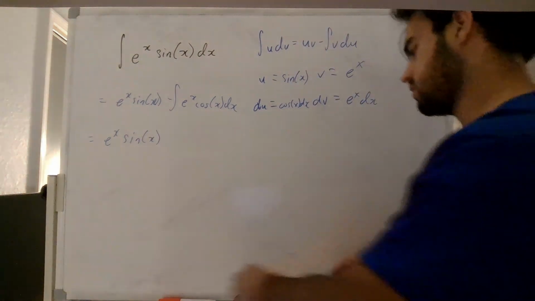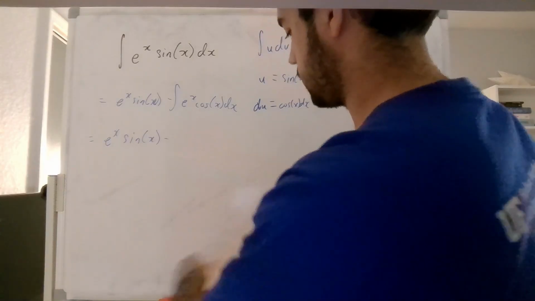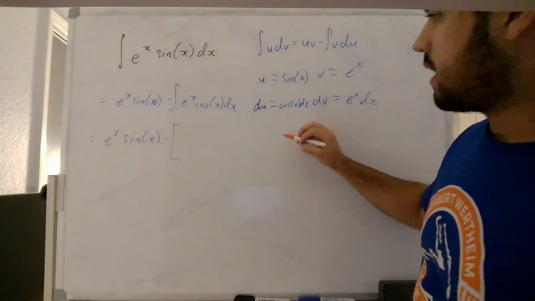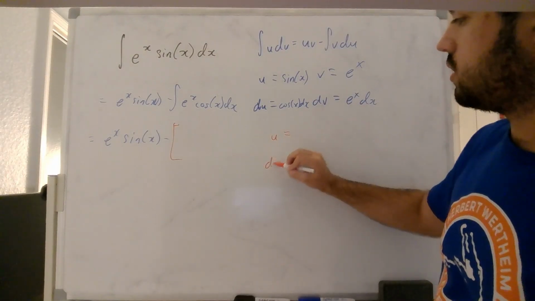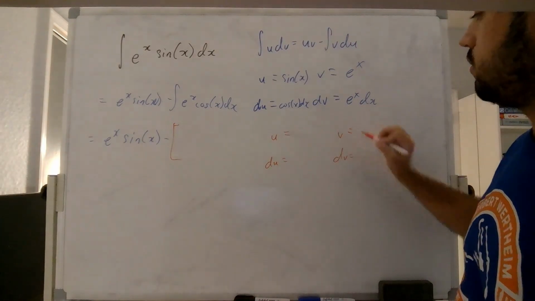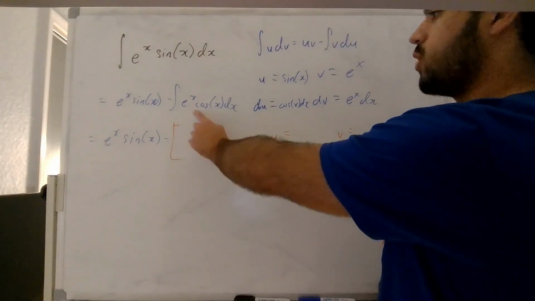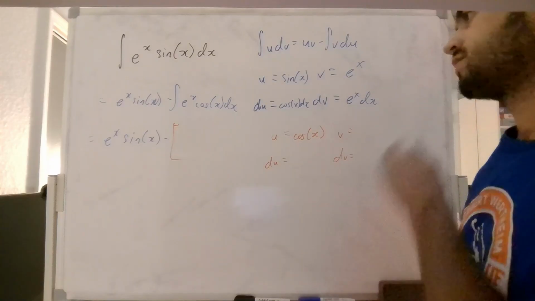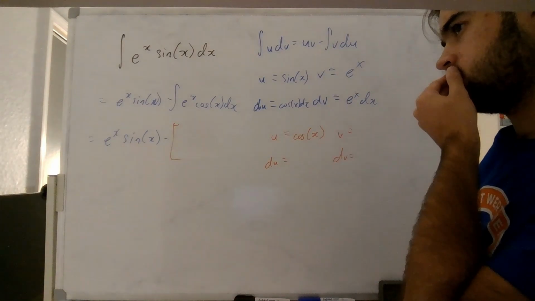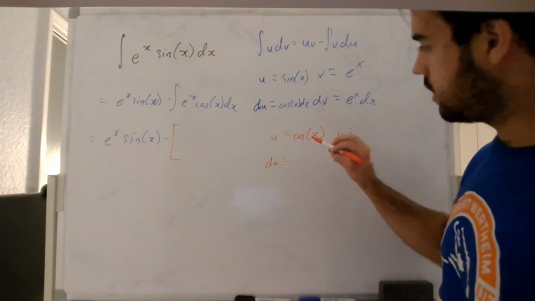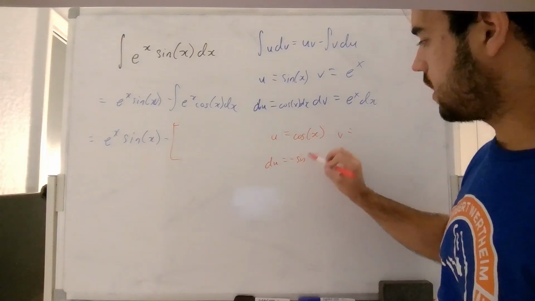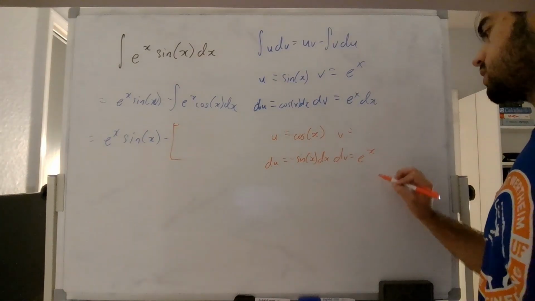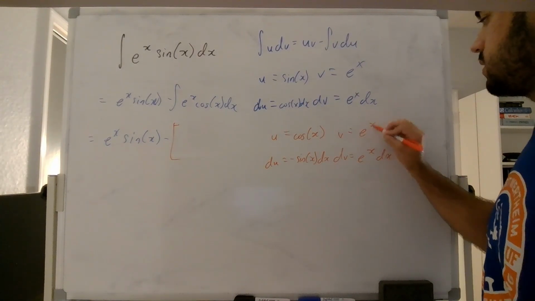This time I am writing it out by hand. So I'll do minus, and then I'll start like a bracket. So we're going to have u equals, du equals, dv equals, v equals. So our u, we have trig and exponential. So our u is going to be cosine of x, and then du is going to be negative sine of x dx. So dv is going to be e to the x dx, and v is e to the x.